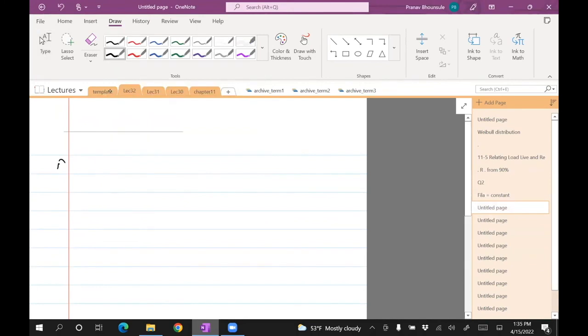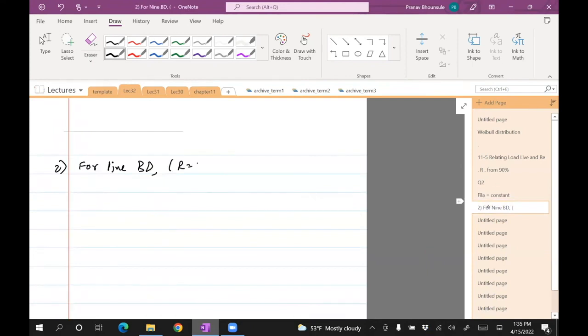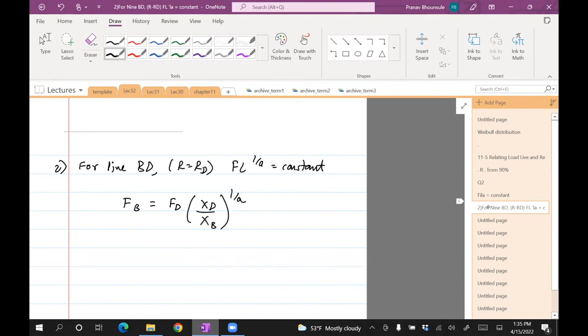Okay, so first for line BD, I actually do step 2 first and step 1 later. So step 2 for line BD. If you recollect, BD is this line at reliability R equals RD. We know that F times L raised to 1 over A is a constant. So we can write FB equals FD times XD divided by XB raised to 1 over A. Call that equation 1. That was easy.